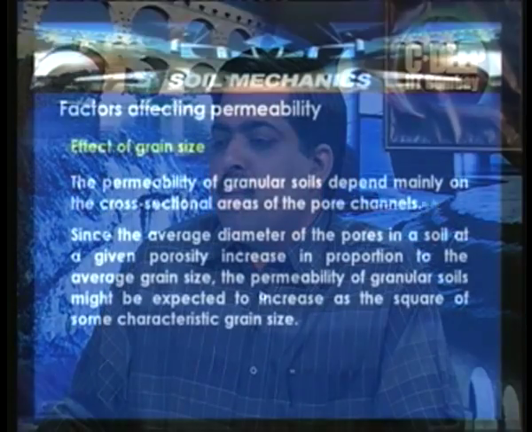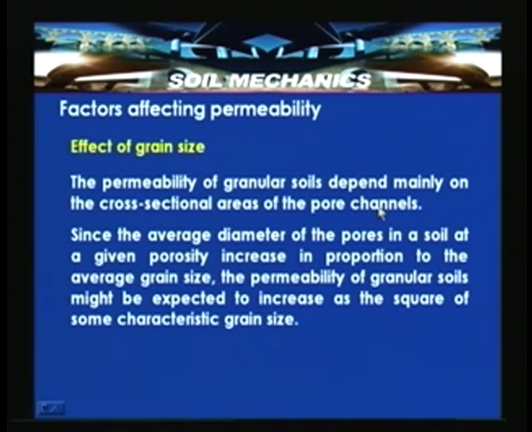In factors affecting permeability, we are discussing the effect of grain size. The permeability of granular soils depends mainly on the cross sectional area of the pore channels. Since the average diameter of the pores in a soil at a given porosity increases in proportion to the average grain size, the permeability of granular soils might be expected to increase as the square of the characteristic grain size. That is the reason why Taylor, 1948, used K proportional to DE square, as in Taylor's equation we discussed earlier.